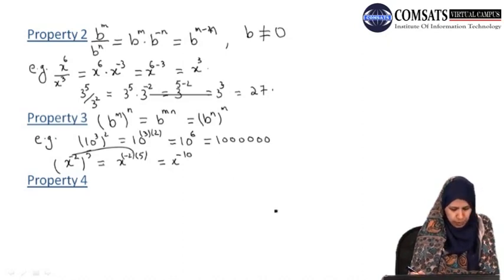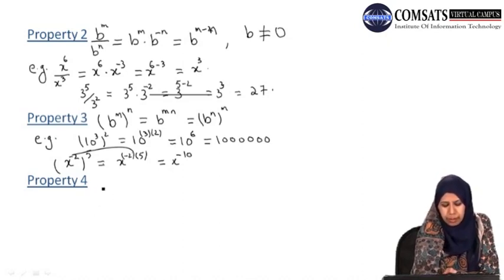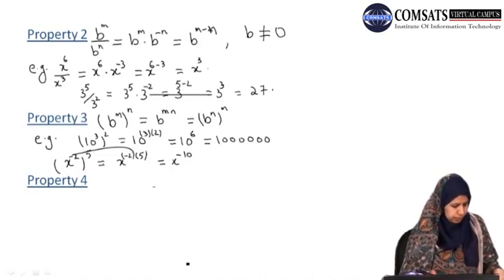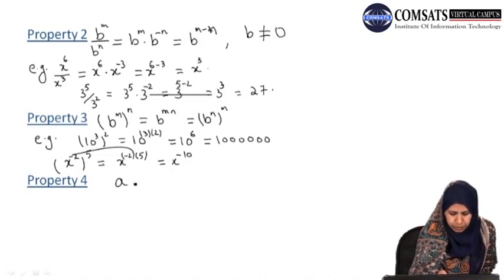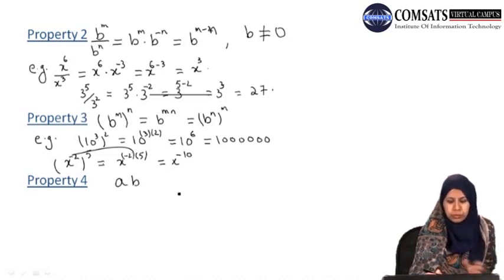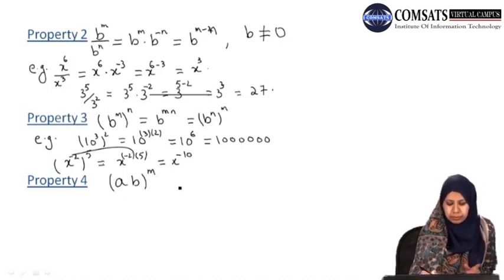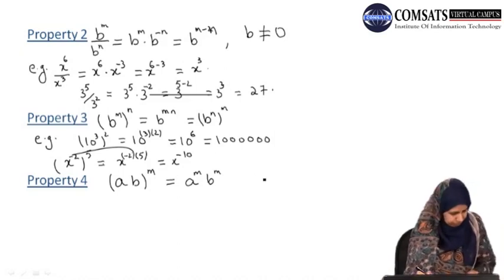So this property tells us that if we have a power of power on the same base, then it is nothing but the product of both the powers. Okay, our fourth property says that we have two positive numbers a and b, both with the same power. Then we can easily split the power by taking the power on a and on b separately.